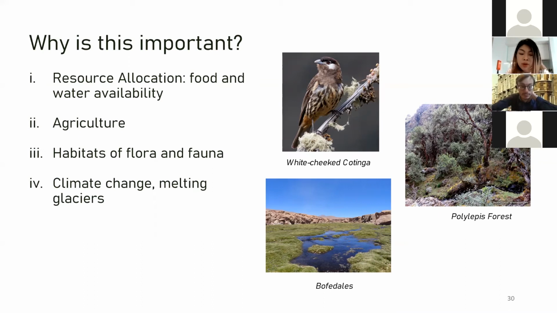Lastly, greening and browning can also be an indicator of climate change because melting glaciers would increase water, leading to a sudden greening in certain areas.